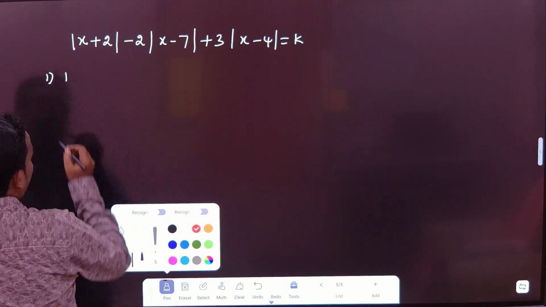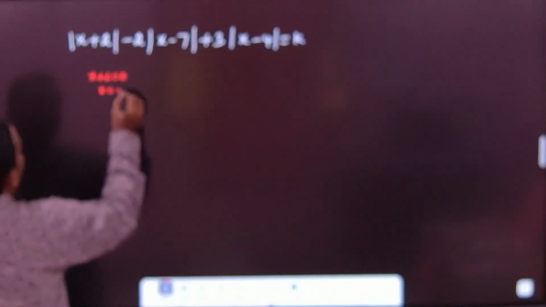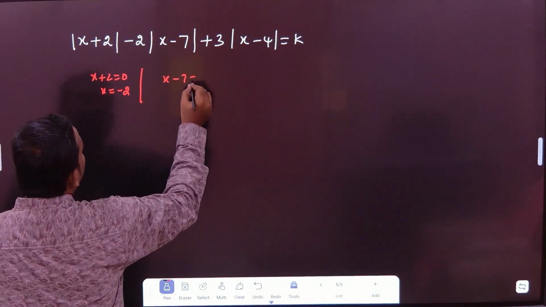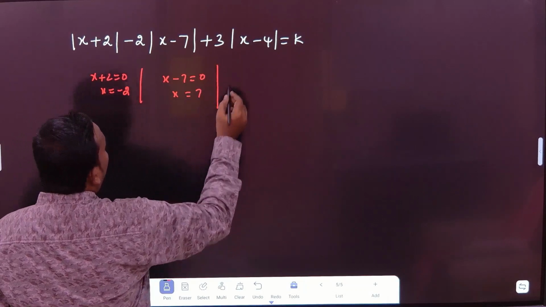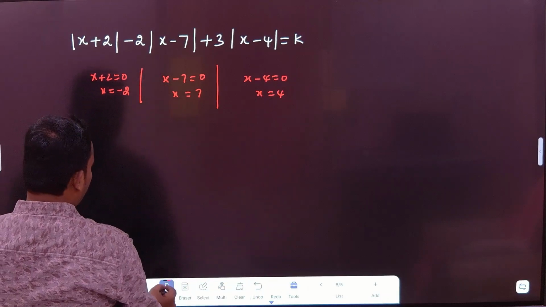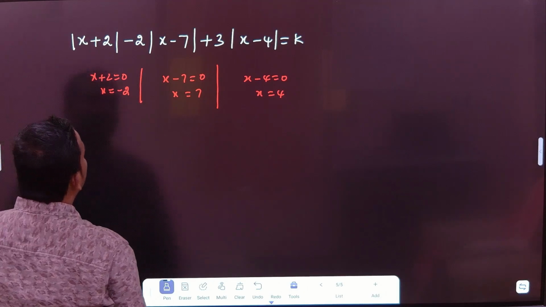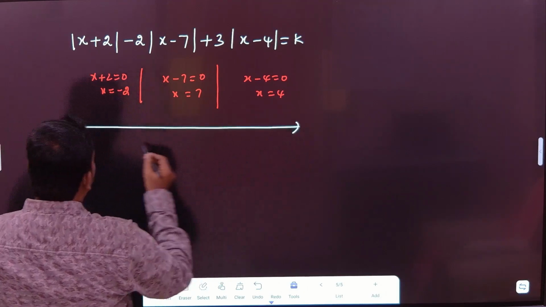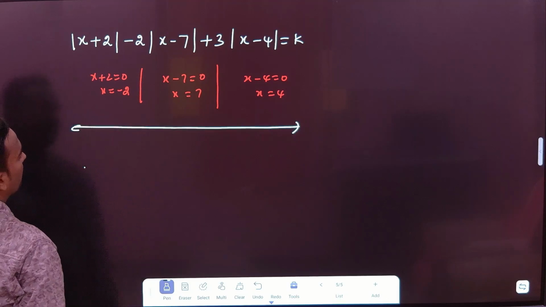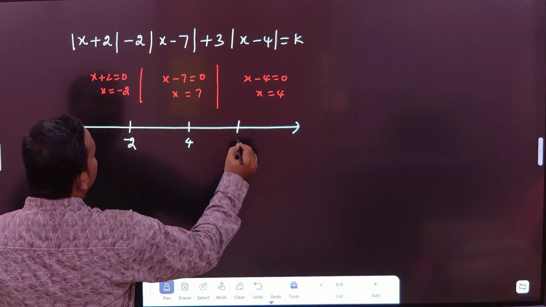What are the breaking points you have to find out first, right? The breaking points here are x + 2 = 0, so x = -2; then the second one, x - 7 = 0, so x = 7; and the third one is x - 4 = 0, so x = 4, right? These are the breaking points. Now, students, just put them on the number line. First write them in ascending order, the smallest one, -2, next 4, and then 7.